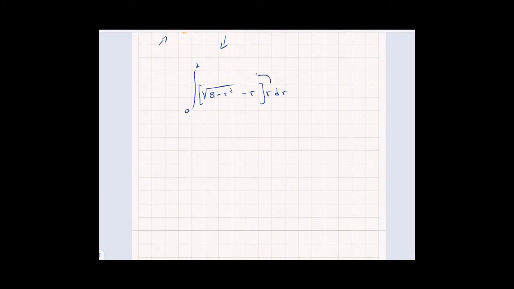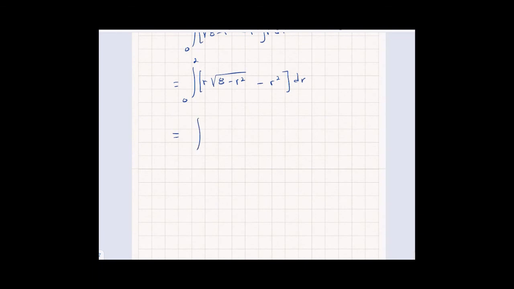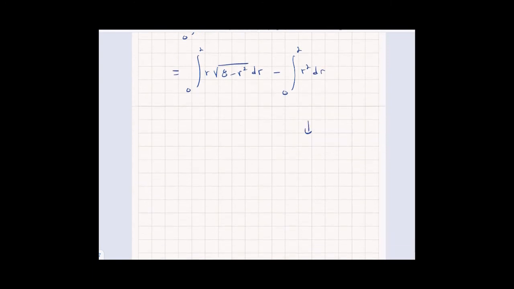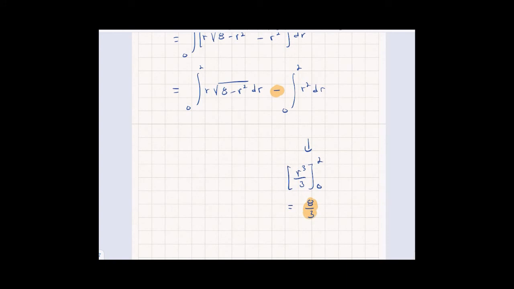So I distribute in the r's to begin with, and I get the integral from 0 to 2 of r times root 8 minus r squared minus r squared dr. And I can conveniently split this up into two integrals. I can make this integral from 0 to 2 of r times root 8 minus r squared dr, minus integral from 0 to 2 of r squared dr. Now this one is, of course, just r cubed over 3, evaluated from 0 to 2, which is 8 over 3.